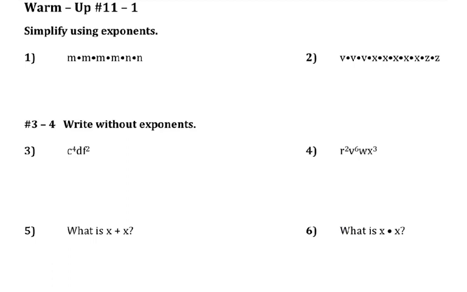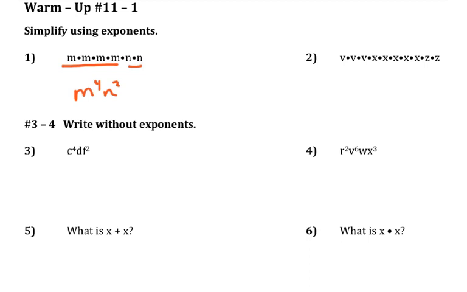So to review some things that we already know about exponents, going over the warm-up, number 1, it says to simplify using exponents. And so you learned before that if you have m times m times m times m, we can write that as m to the 4th power. And then n times n is n to the 2nd power. So the shorter way to write that expression is m to the 4th, n to the 2nd.